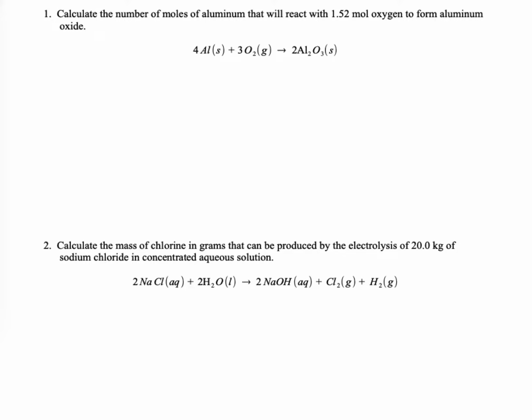Calculate the number of moles of aluminum that will react with 1.52 moles of oxygen to form aluminum oxide. The balanced chemical equation is written below. In these types of problems, sometimes a flow chart can be useful. This will actually be just a one-step problem, though, where we're going to go from a certain number of moles of one compound to a number of moles of another compound.